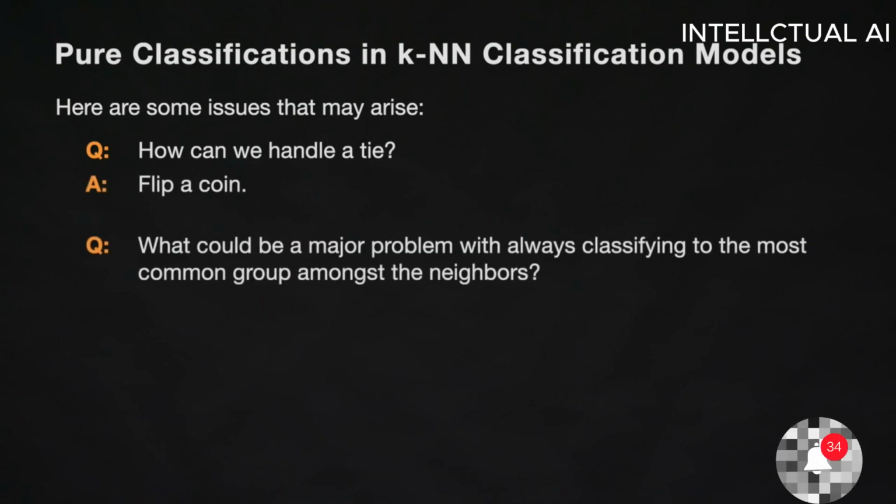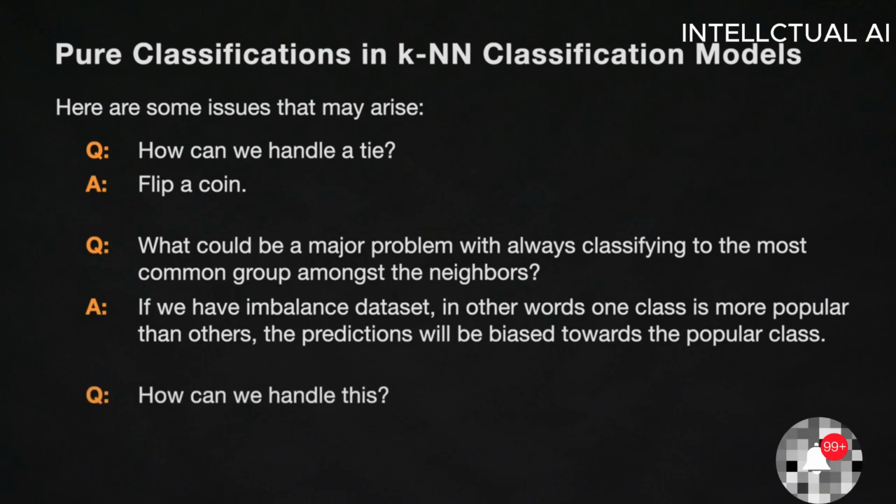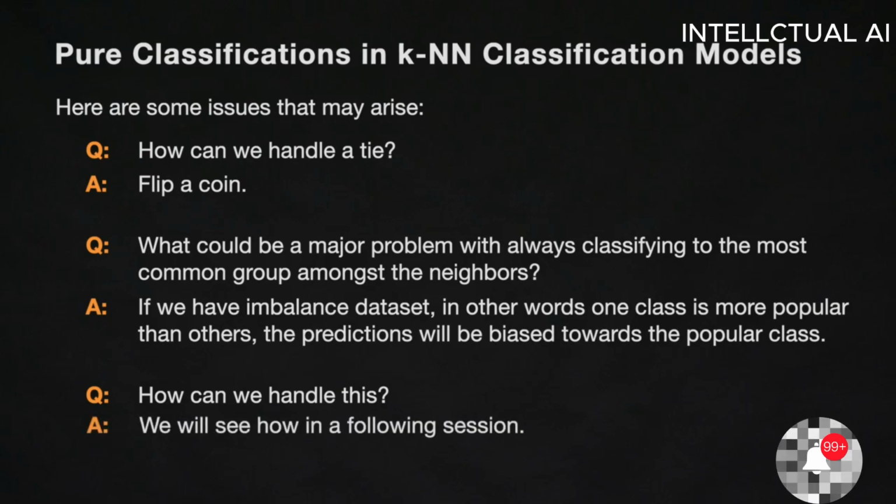What would be a major problem with always classifying the most common group amongst the neighbors? If we have an imbalanced data set, in other words, one class is more popular than others, the predictions would be biased towards the popular class. How can we handle this? We'll see how in the following session.